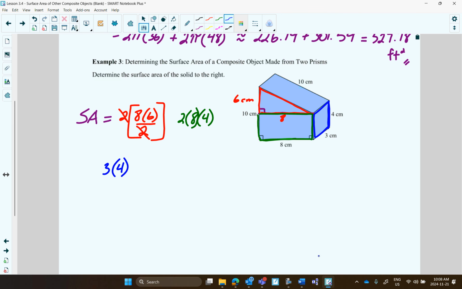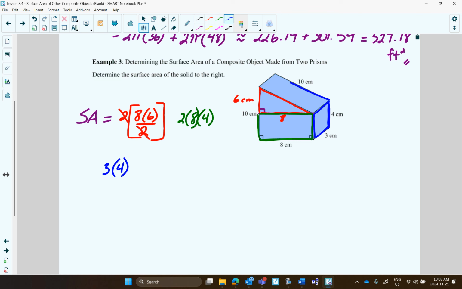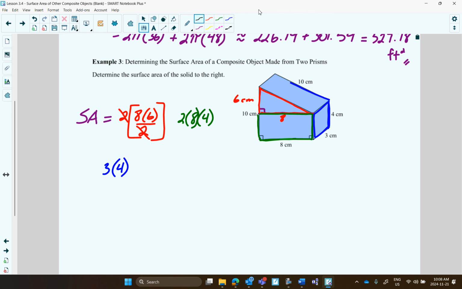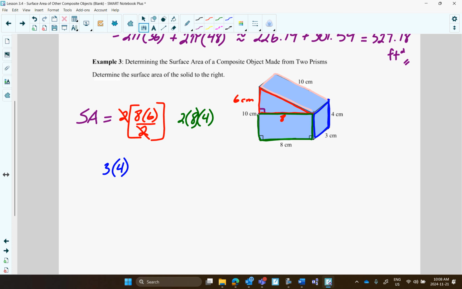How would I find the area? Well, hello. Didn't give me a hint. Oh, I see. I have to do it. Try it this way. There. How about that one? Yep. 3 times 10 or 10 times 3.